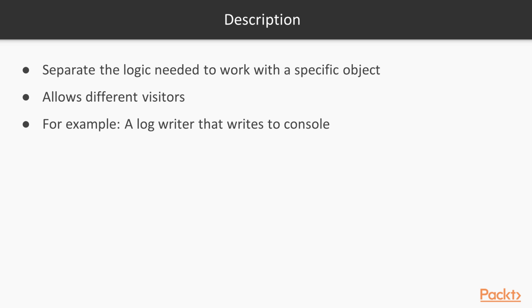In the visitor design pattern, we are trying to separate the logic needed to work with a specific object outside of the object itself. So we could have many different visitors to do some things to specific types. For example, imagine that we have a log writer that writes to console. We could make the logger visitable so that you can prepend any text to each log. We could write a visitor pattern that prepends the date, the time, and the host name to a field stored in the object.